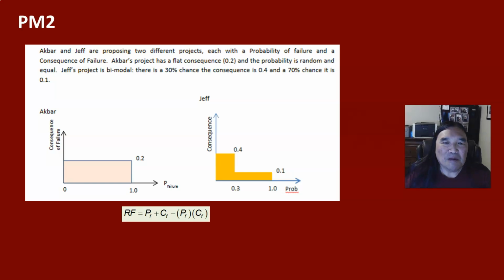Now, PM2, this is a recitation, which I did on PM1, if you get stuck. And once again, what are the keywords here? Maintain your discipline. This is asking you to figure out, it tells you to use the risk factor formula to figure out whose project is riskier, Akbar or Jeff.